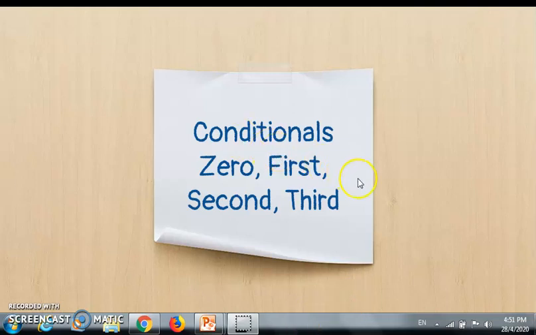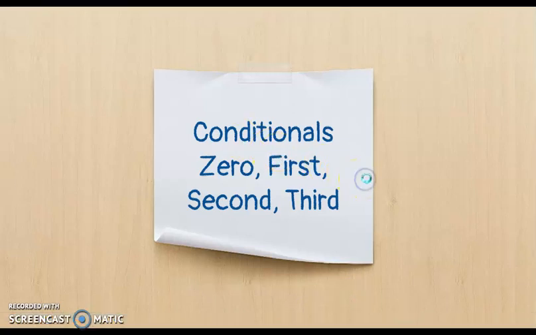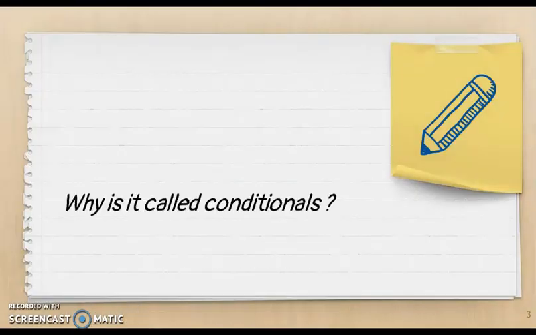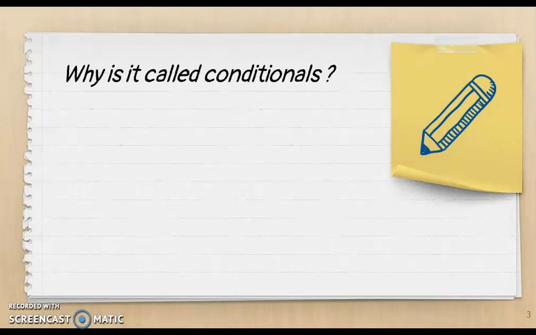Today we'll be looking at conditionals. There are four types of conditionals, namely the zero conditional, the first conditional, the second conditional, the third conditional. Why is it called conditionals?